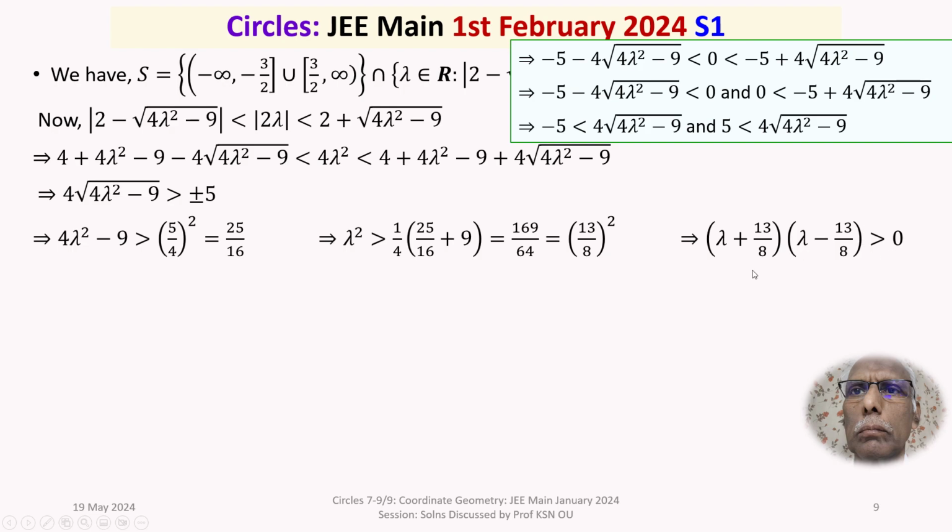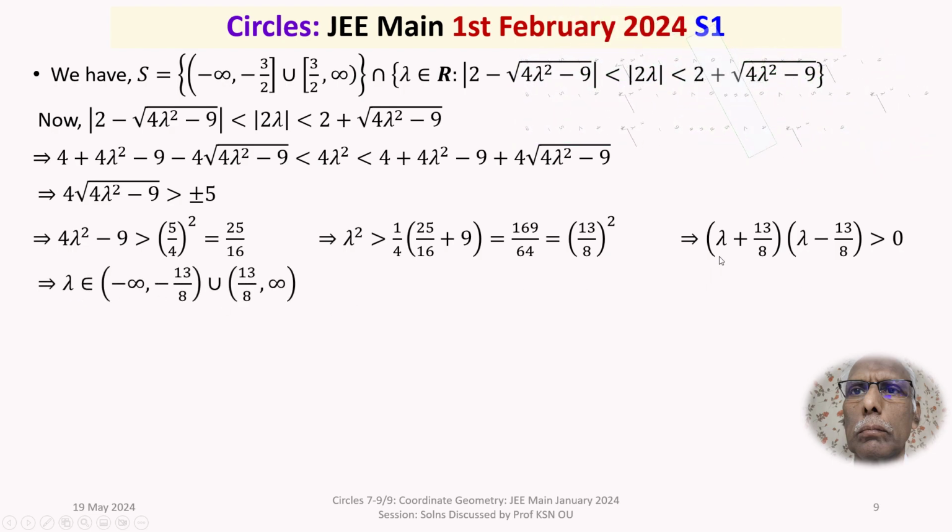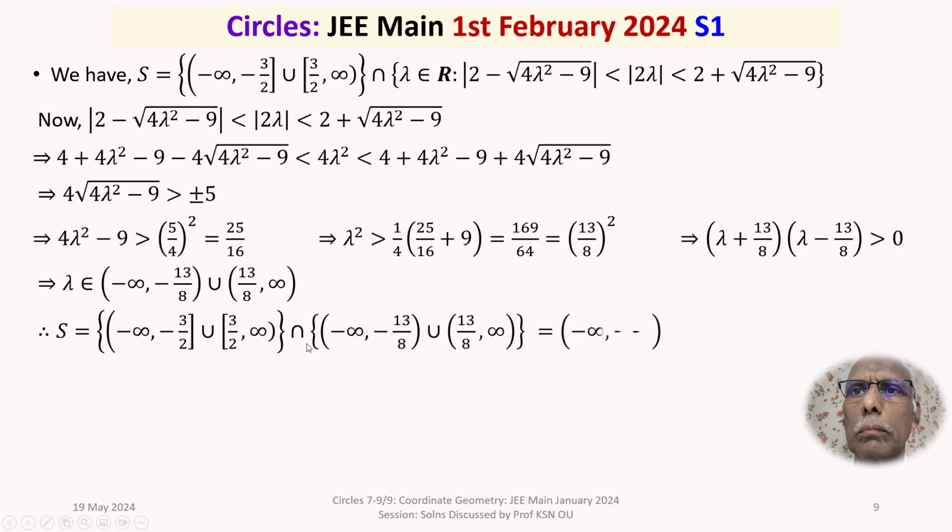If this is the case, then what are the values of lambda? Lambda belongs to minus infinity to minus 13 by 8 open interval, union 13 by 8 to infinity open interval. So this is for the second inequality, this is the lambda value. For the first inequality, this is that. So let's go back to S. S is equal to this, the union of these two intervals, the union of these two open intervals.